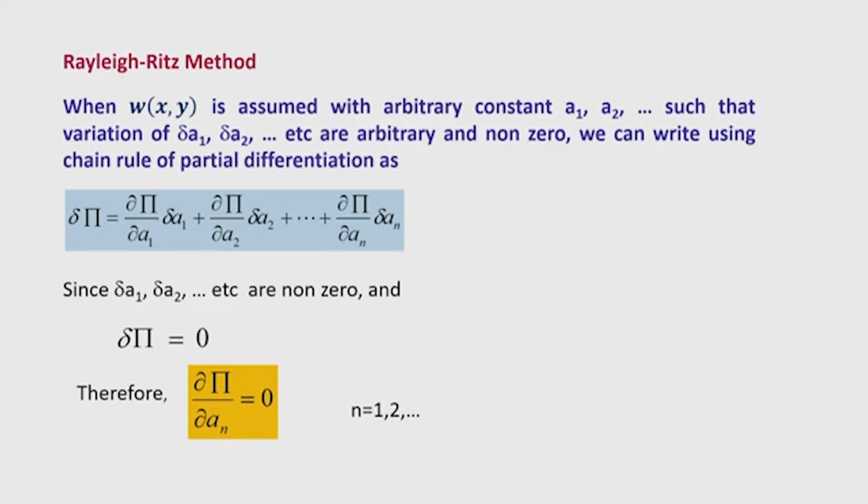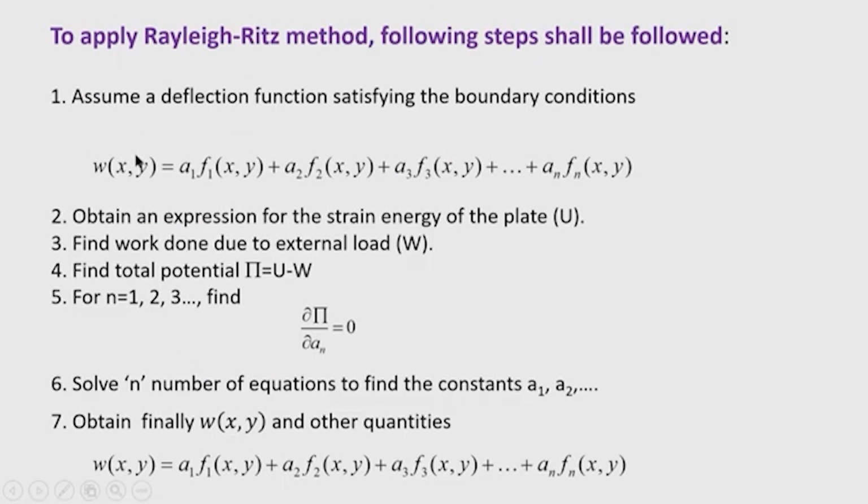So, we can now say that when delta pi is 0, then since delta a 1, delta a 2, delta a n are not 0, that means for any general term, say del pi by del a n should be 0. So, this is the equation to be used in Rayleigh's formulation. Okay. So, what are the steps? Let us see. First step is to assume the deflection function. We have assumed the deflection function like that. Then obtain the expression for the strain energy of the plate U, find the work done due to external load W, and find the total potential pi equal to U minus W.